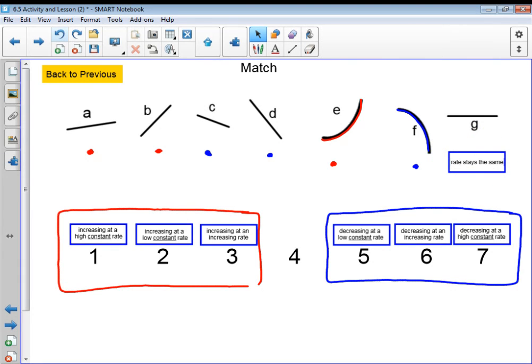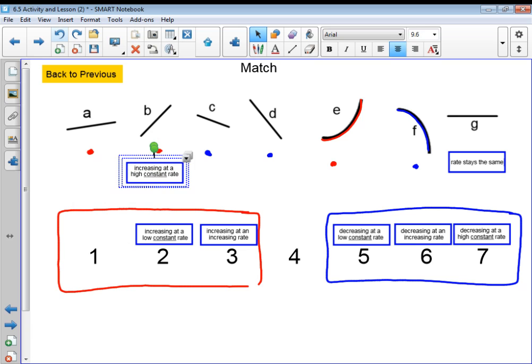Okay. All right, so now we're going to go ahead and mark off our red ones. So our red ones: increases at a high constant rate, increases at a low constant rate, and increases at an increasing rate, which means it's getting faster and faster. It's not maintaining the same speed. So a constant would be a straight line. So 1 and 2 are going to have to match for A and B. So a high constant would be where it's going up really fast.